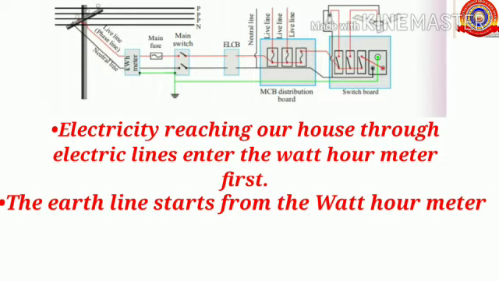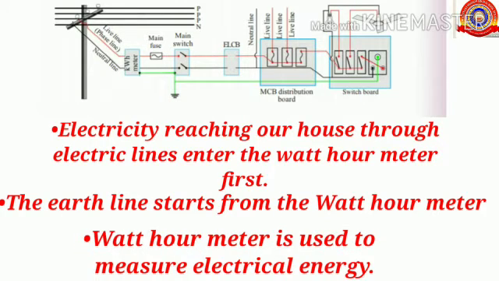Electricity reaching our house through electric lines enters the watt hour meter first, that you can see in this picture. The earth line starts from the watt hour meter. The watt hour meter is used to measure electrical energy.